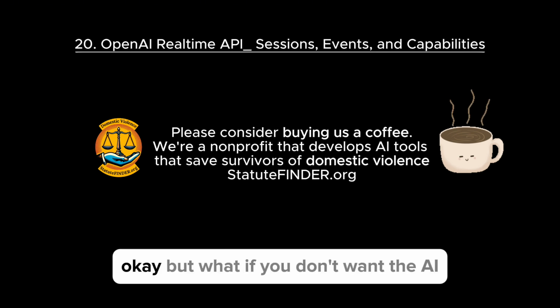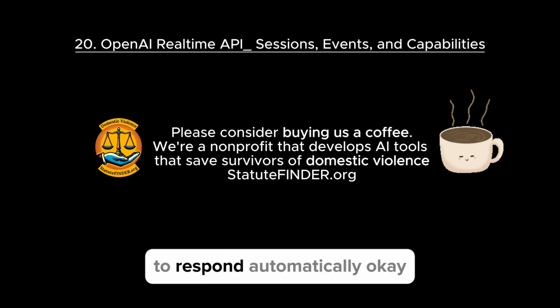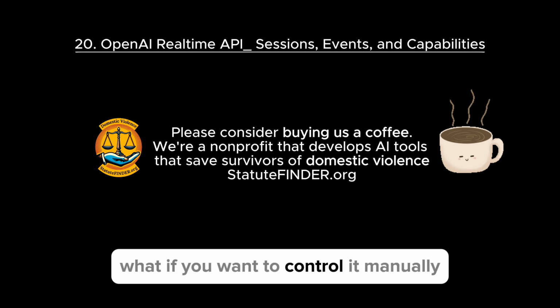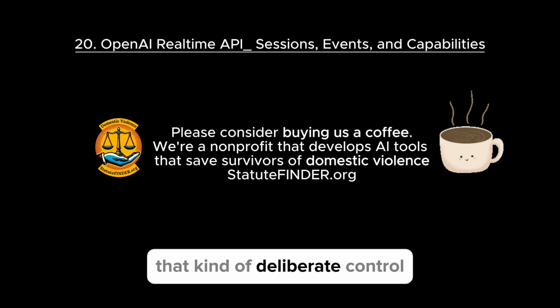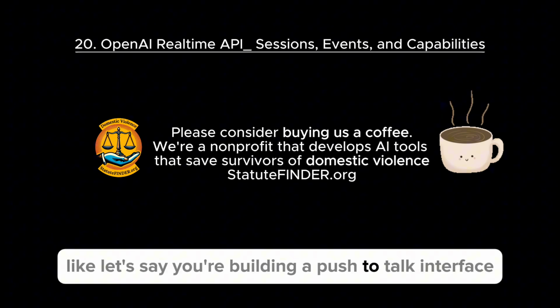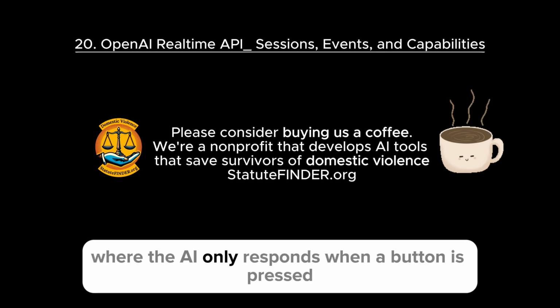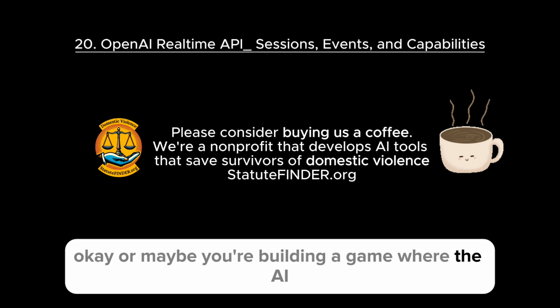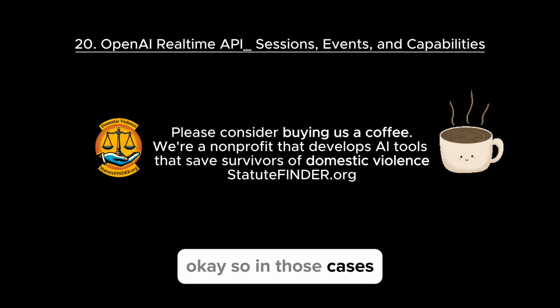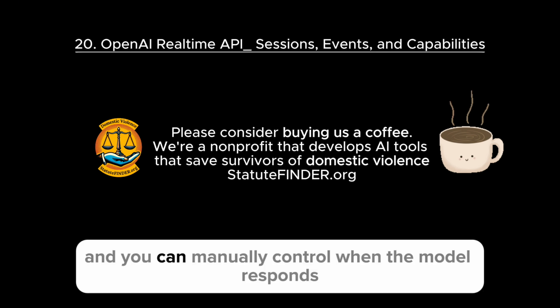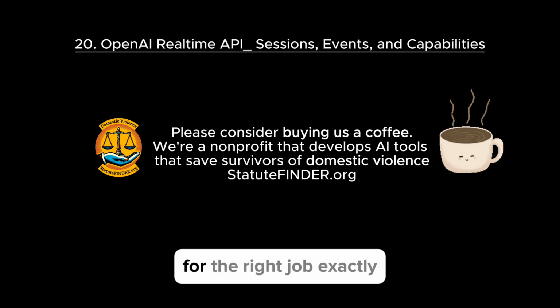But what if you don't want the AI to respond automatically? What if you want to control it manually? Why would you want to do that? So, there are certain applications where you need that kind of deliberate control. Like, let's say you're building a push-to-talk interface where the AI only responds when a button is pressed. Or maybe you're building a game where the AI only reacts to specific sound triggers. So in those cases, you can actually disable VAD, and you can manually control when the model responds. So it's all about picking the right tool for the right job.